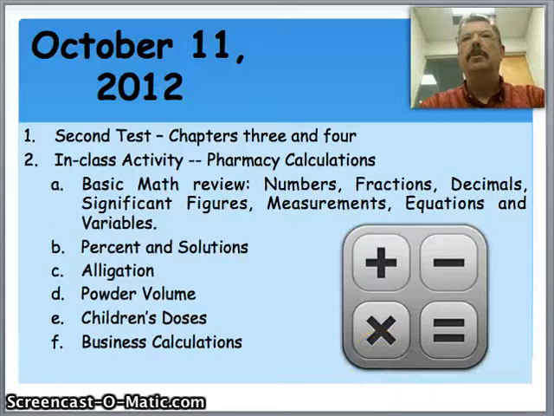October 11th, 2012. First, we will do the second test. It'll cover chapters 3 and 4. We'll do an in-class activity following a test on pharmacy calculations. Quickly, we will go through a basic math review of numbers, fractions, decimals, significant figures, measurements, equations, and variables. Then we'll do percent and solutions, alligations, powder volumes, children's doses, and finally business calculations.